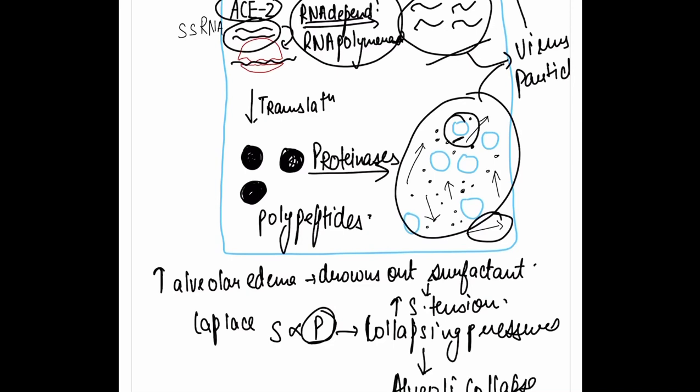As the alveoli are responsible for gas exchange, there is a drastic decrease in gas exchange. And this has several other implications. Gas exchange is reduced. It causes hypoxemia, which is another critical condition, and it also increases the work of breathing.